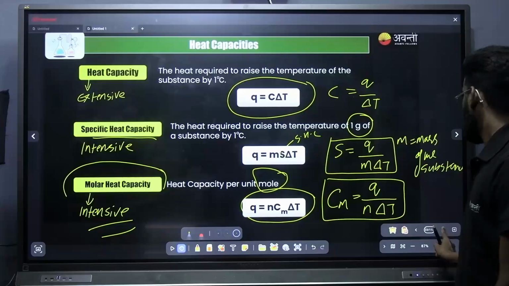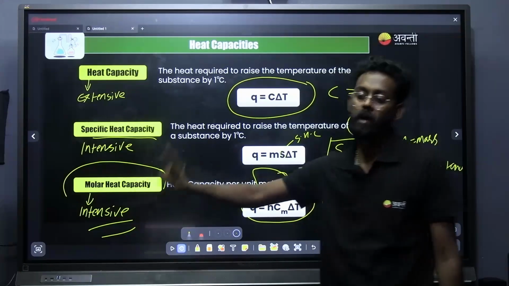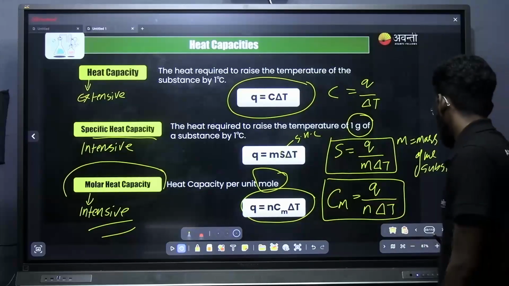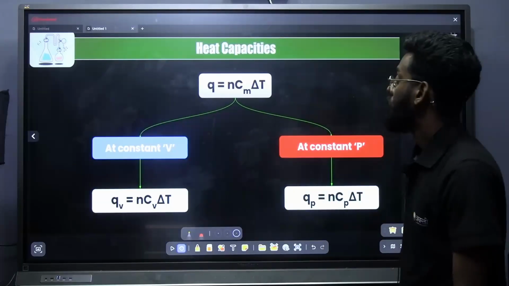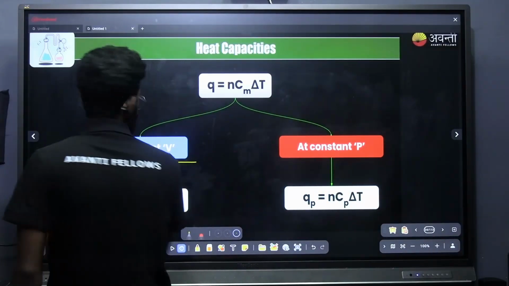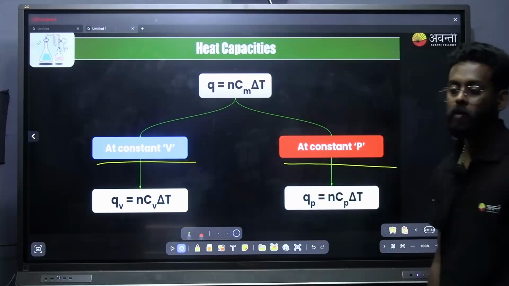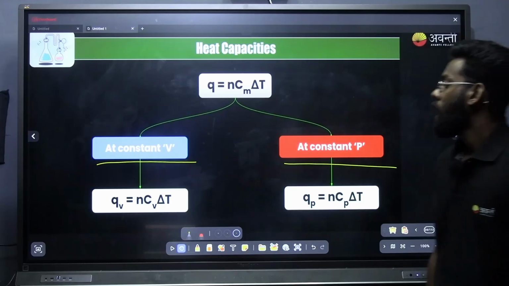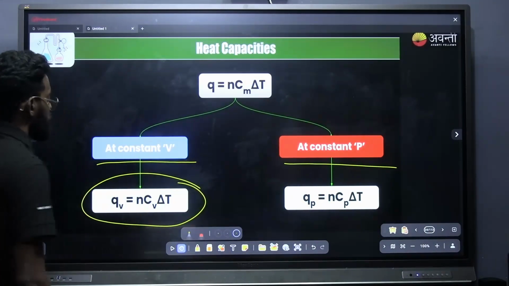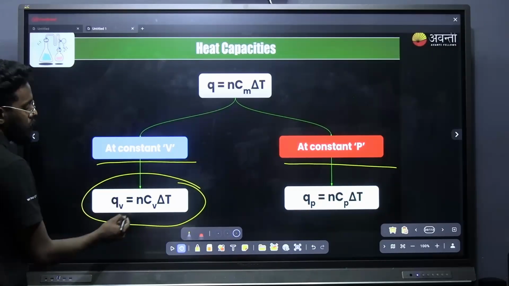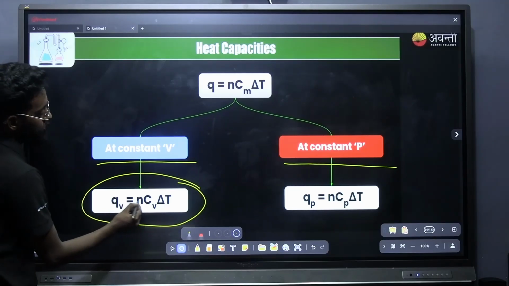Okay. Now this molar heat capacity I can measure in 2 ways. Which are the 2 ways I can measure the molar heat capacity? By keeping the volume constant or by keeping the pressure constant. How can I measure it? At constant volume, the heat will be Q_V equal to n C_V delta T.